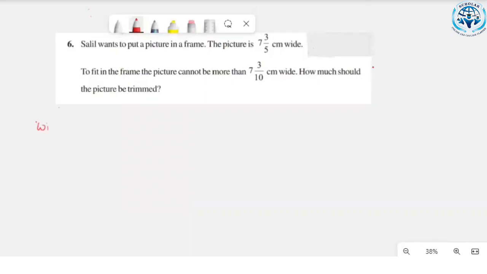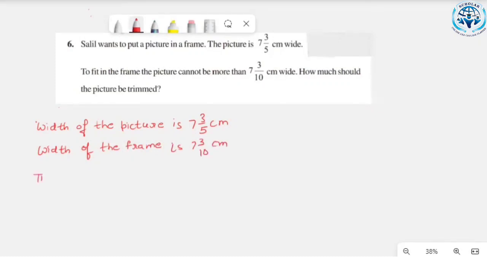Question number 6. Salil wants to put a picture in a frame. The picture is this centimeter wide. To fit in the frame, the picture cannot be more than 7 3 by 10 centimeter wide. How much should the picture be trimmed? The picture should not be more than the frame. So width of the picture is given, width of the frame is given. We will subtract and find out how much should the picture be trimmed to fit in the frame.